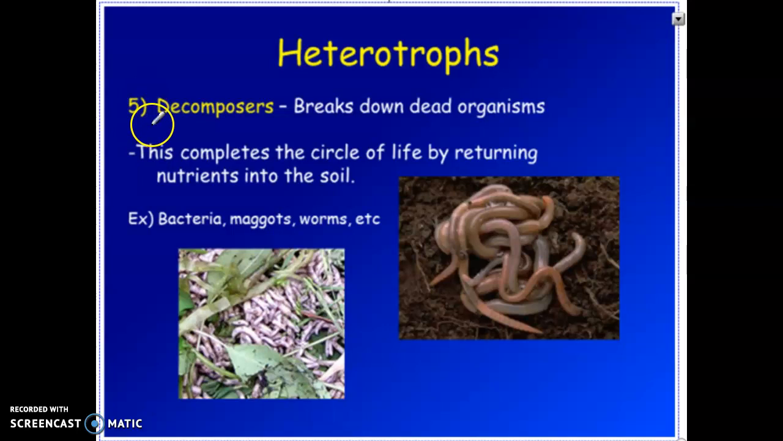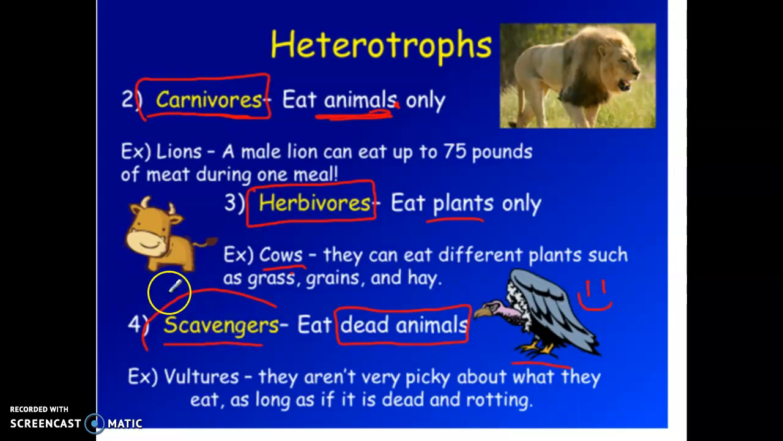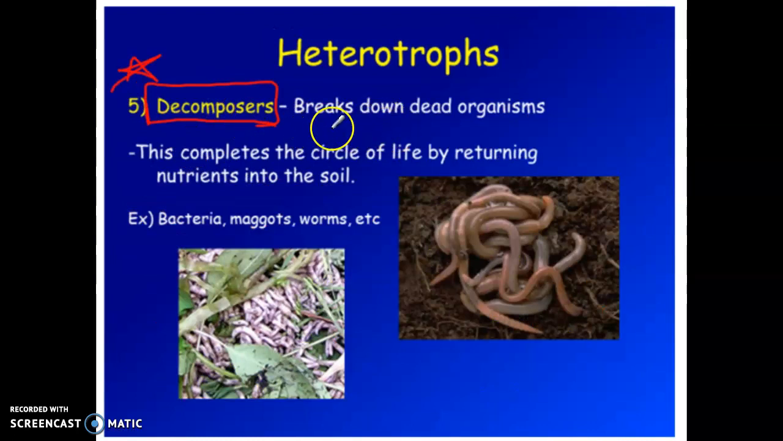And lastly, we have the decomposers. Okay, so decomposers, we're going to talk about them a lot in this unit. Decomposers are essentially very different from scavengers. Scavengers are carnivores that eat dead carcasses. But a decomposer is not a scavenger. They break down all dead organisms, both plant and animal organisms.